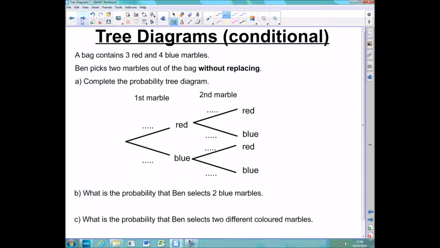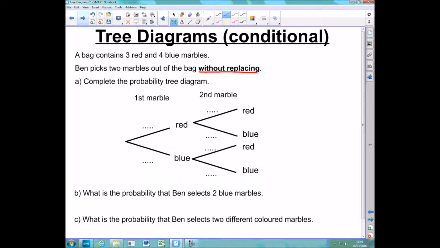Okay, so this next question is an A-star question. It's still on tree diagrams, but it's got a very important extra point to it, and you'll see it gets a little bit more complicated because of this point. So the question's saying that I've got a bag of 3 red and 4 blue marbles. Now Ben picks 2 marbles out of the bag without replacing. And I put this without replacing in bold, and I'm going to underline it here because this is the really important thing that turns this into an A-star tree diagram question.